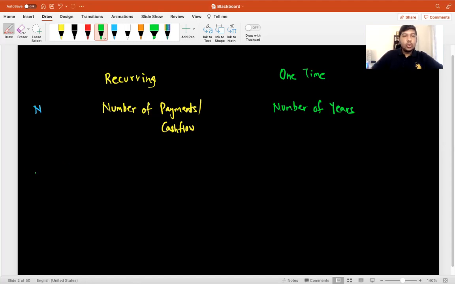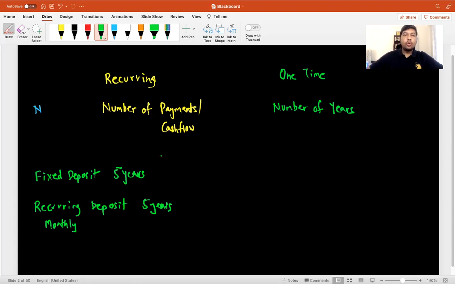Now, let's say you are investing in a fixed deposit for a period of 5 years. And simultaneously, you are opening a recurring deposit. And this recurring deposit is also for a period of 5 years. And assuming these are monthly recurring deposits. So if you have to determine n, what will be n in this case? And what will be n in this case?